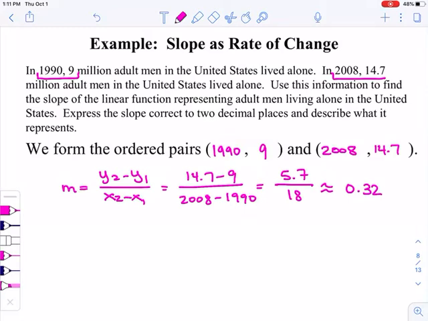So it wants us to express the slope to 2 decimal places and then describe what that represents. Well, that means go back and pull the words. We have a change in y over change in x, a change in the output. The output is talking about the number of millions of adult men. So we're going to have 0.32 million men per, our x value is talking about what? The year. So per year.